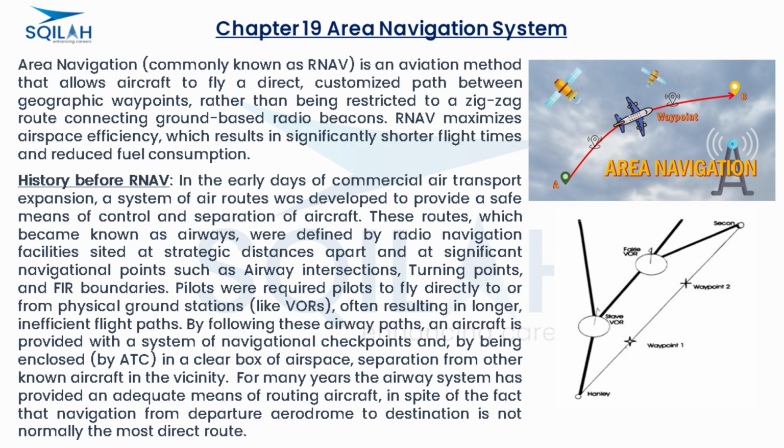flight paths. By following these airway paths, an aircraft is provided with a system of navigational checkpoints, and, by being enclosed by ATC in a clear box of airspace, separation from other known aircraft in the vicinity. For many years, the airway system has provided an adequate means of routing aircraft, in spite of the fact that navigation from departure aerodrome to destination is not normally the most direct route.